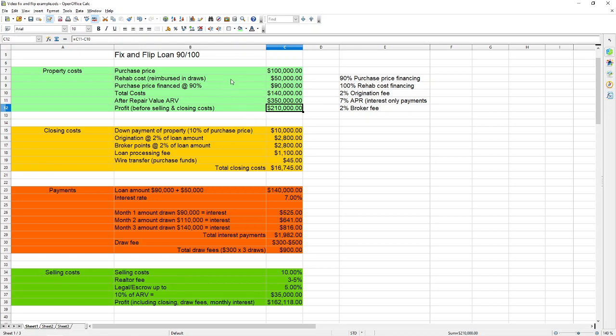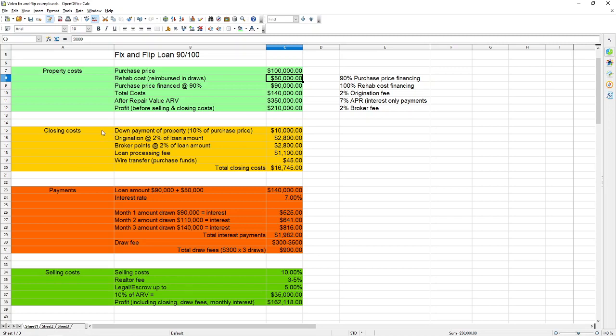One thing to note here, rehab cost is reimbursed in draws. There are a few lenders, a very, very small percentage of hard money lenders, that will advance funds to do the work. Most of them require the investor, borrower, sponsor to use their own funds, and they're reimbursed in draws. So, for example, if our investor here, borrower, had $20,000 to work with, they would do 2 draws of $20,000 each and 1 draw of $10,000, bringing it to a total of $50,000.